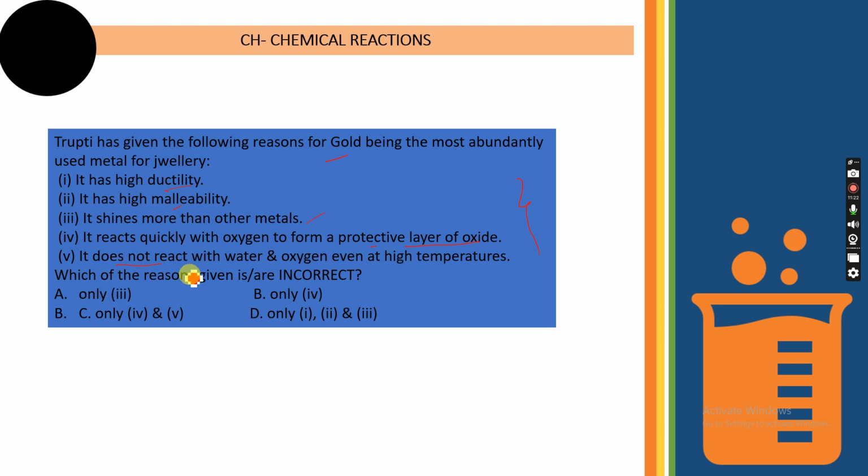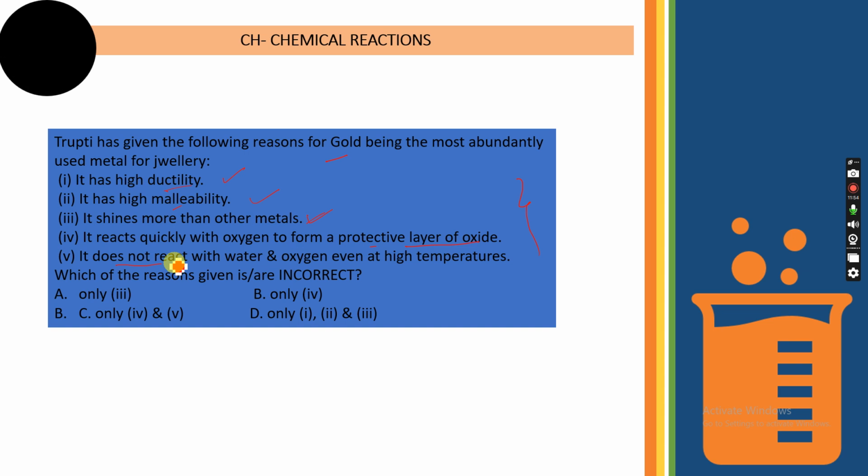Now the question is, which of the reasons given is or are incorrect? So out of these, some has to be incorrect. Okay, so you have to find it out. So is it only 3, is it only 4, is it only 4 and 5, or is it only 1, 2 and 3? So which one among them are incorrect? So if you see here, gold is a metal, so yes, ductility will be there, malleability is there, shine, metals have the property that shines. Okay, so this is also correct.